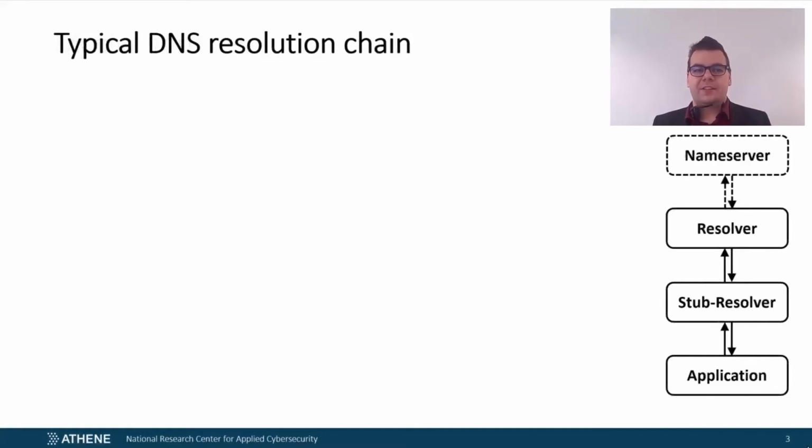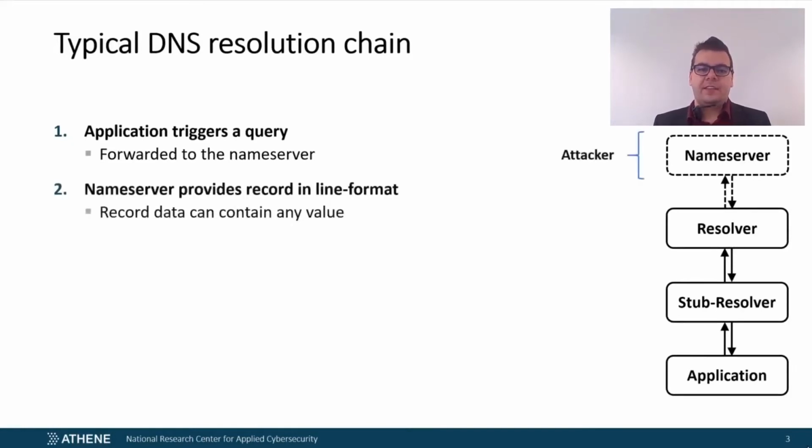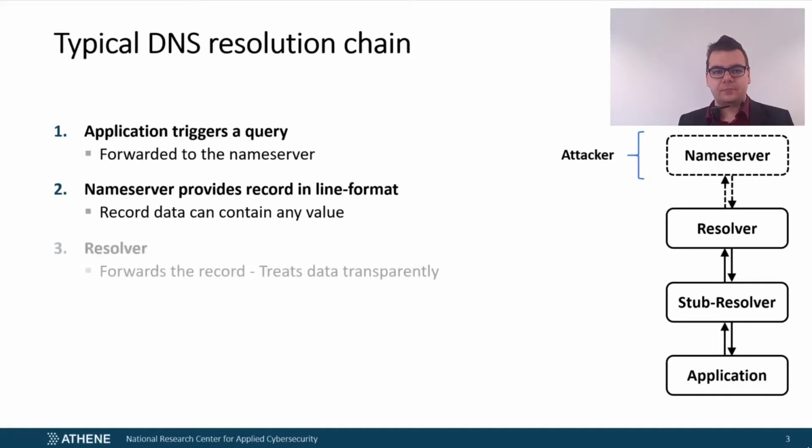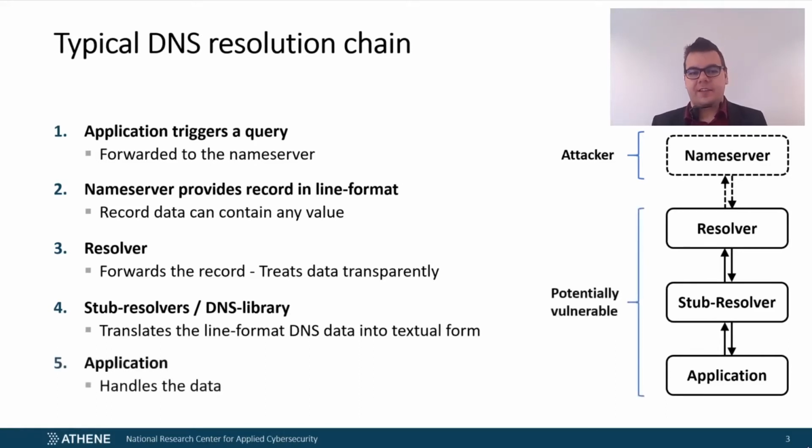First, we will look at a typical DNS resolution chain. First, there's an application which typically triggers a query which is forwarded to the name server. Then the name server provides a record in line format which can be any value, as we assume that the name server is controlled by the attacker. Then the resolver forwards the record to the subresolver and treats the data transparently as per the transparency principle. Finally, there's a subresolver or a DNS library which translates the line format DNS data into textual form. Then finally, the application handles the data and processes whatever it needs.